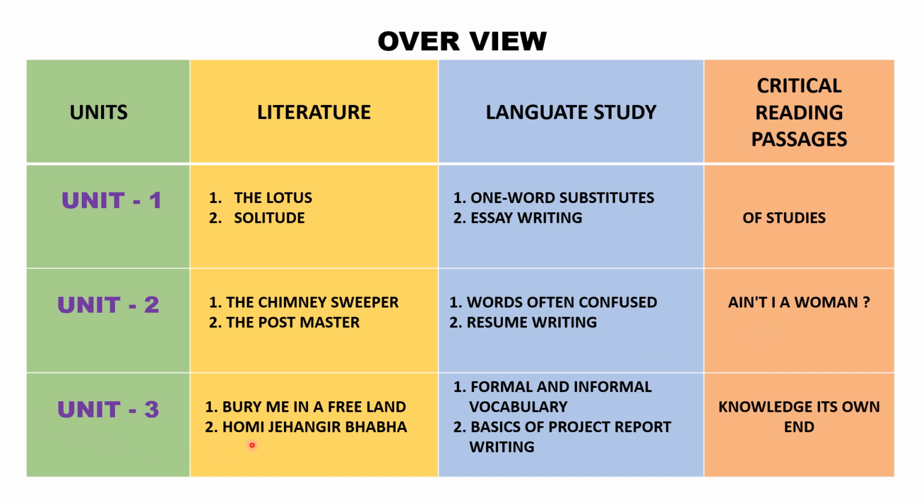Then unit 3 you have a poem, Bury Me in a Free Land, and prose lesson Homi Jahangir Bhabha. And then language study you have formal and informal vocabulary, and then basics of project report writing, and Knowledge and Its Own End is the critical reading passage. So this is an overview of your syllabus, students, from which questions will be asked. And almost all the lessons I have done the videos separately, students. If you have any queries or doubts you can just go to the lessons. The playlist link will be given in the description box, so you can depend on that link.